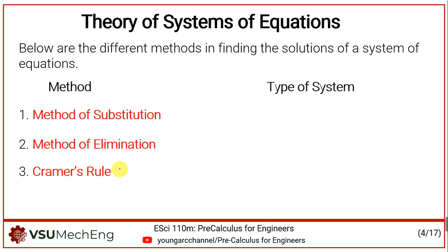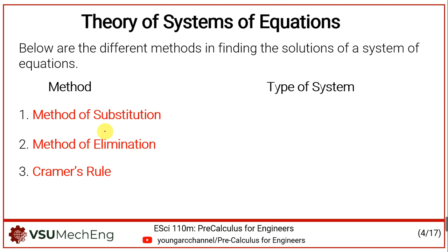Now, let's proceed to the different methods or techniques in finding the solution of a system of equations. We have the method of substitution, elimination, and Cramer's rule. Each of these methods has advantages and it also has limitations. Now let's explore each of these methods.